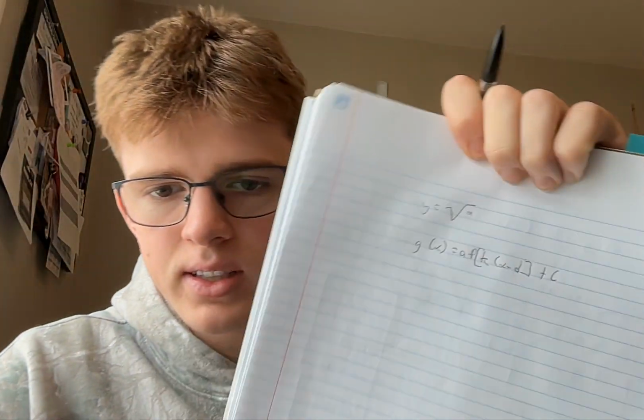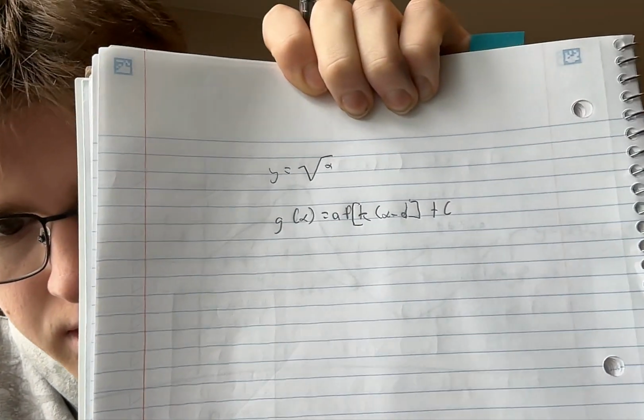I've selected for this function the square root function. So we have y equals square root of x as a base function to demonstrate the process for transforming a base graph. If I was given a function defined by g(x) equals a f(k(x minus d)) plus c, this describes the transformation of the graph of f.